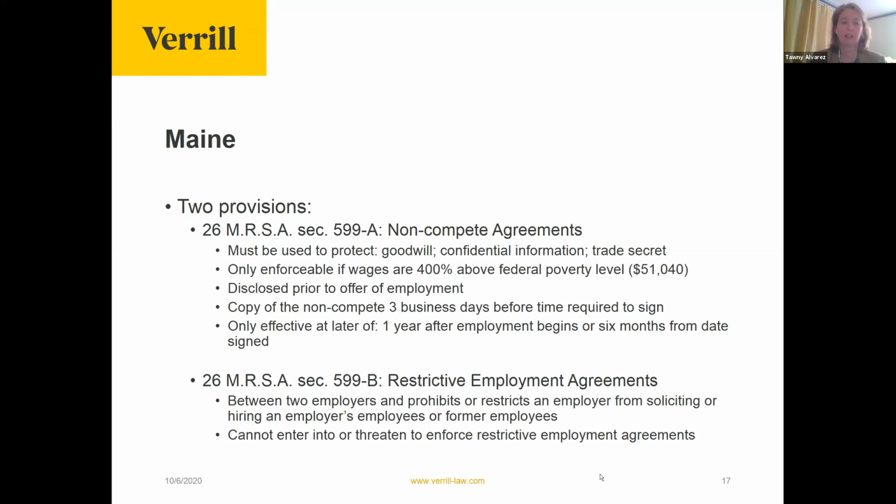As to Section 599B, that forecloses agreements between two employers to restrict their ability to solicit or hire another employee. We saw a lot of this in California in the tech industry, and generally between franchisees and franchisors was another big aspect of it. Also you can't enter into or threaten to enforce restrictive employment agreements. Right now we don't have any case law interpreting any of these statutes, so stay tuned in the next couple of months and years to see how some of these terms are going to be reviewed.